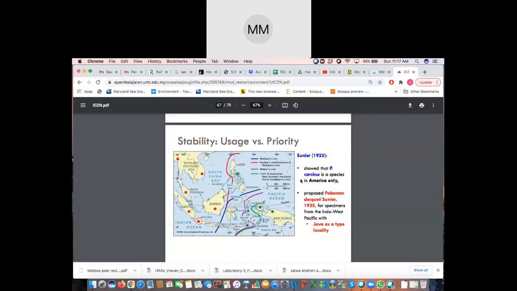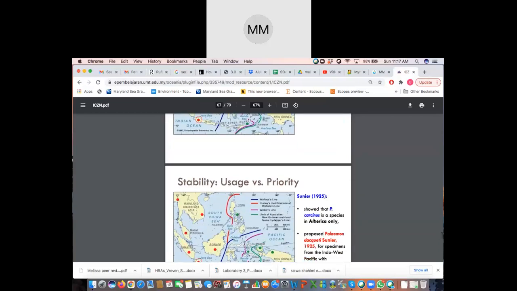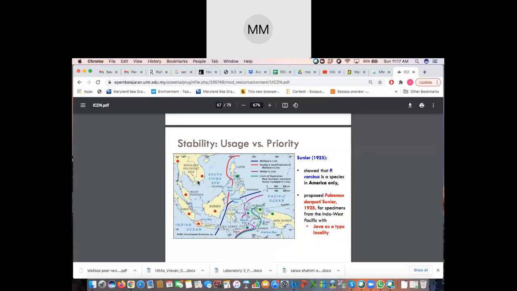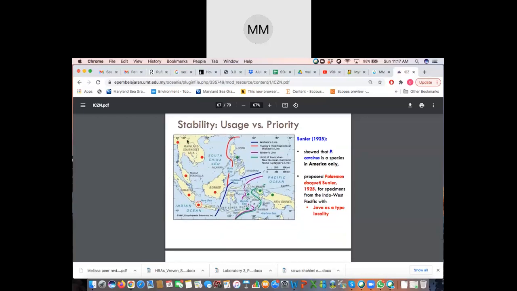Because this is in reference to American species only, he can afford to name it as a new species in a way. So he proposed Palaemon dacqueti Sanya 1925 for the specimens from the Indo-West Pacific. Anything from the Indo-West Pacific, all those that are in red as I highlighted, from all of this region, he used the Java one as the type locality. So all of these ones, he used this name-bearing type from Java specifically.